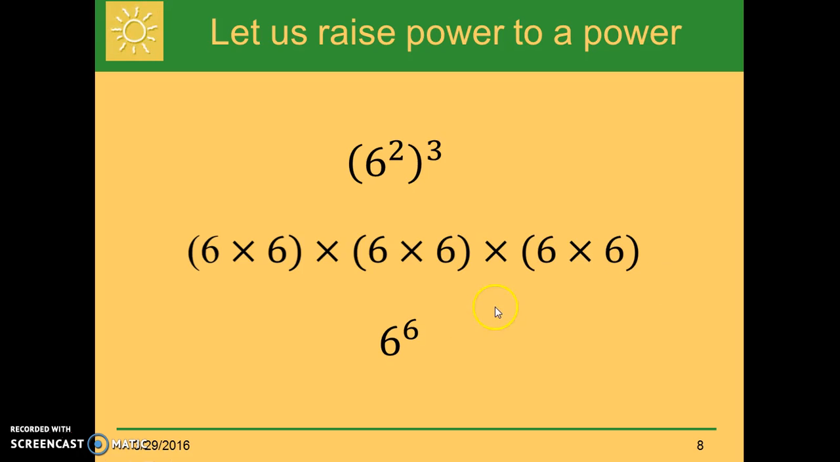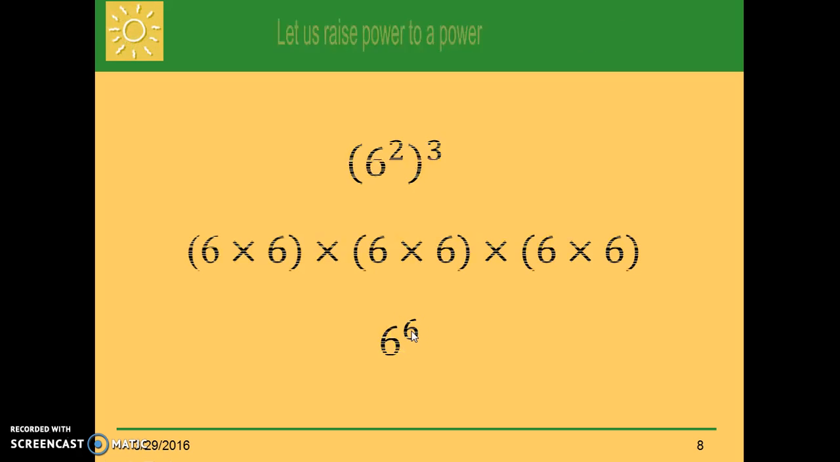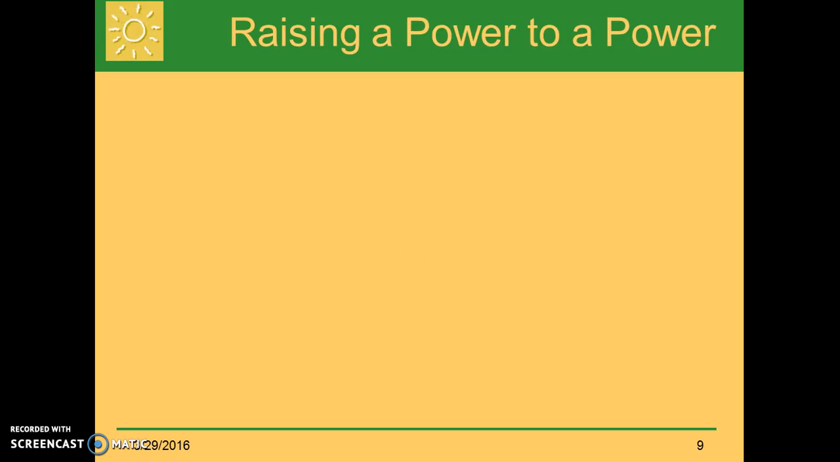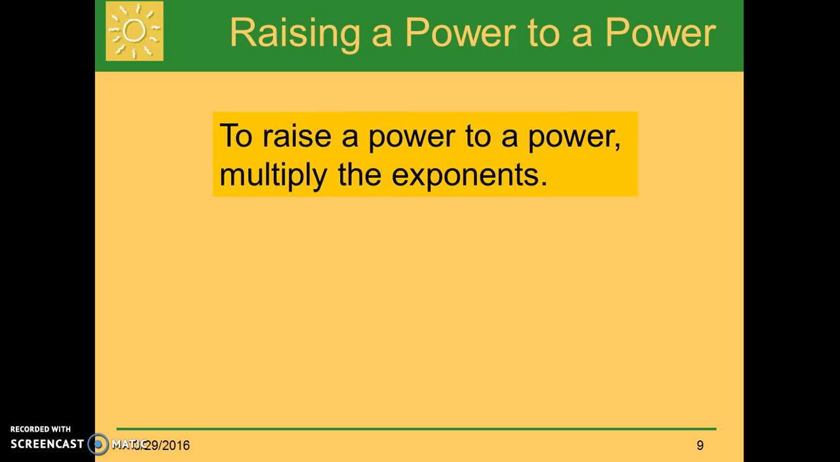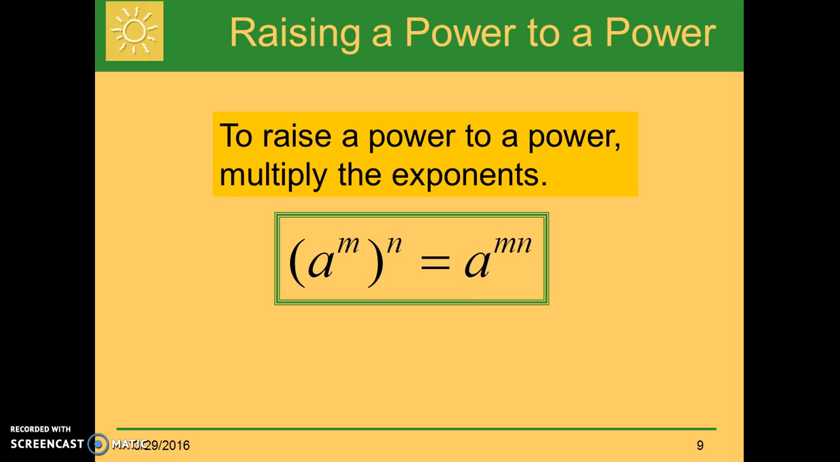So let's think about that. How could I get 6 from the 2 and 3? Well, you guessed it. We would just multiply those together. 2 times 3 makes 6 for the exponents. Okay, so when those exponents are side by side, we will just multiply them to get the answer. Okay, so this is called raising a power to a power. So to raise a power to a power, you simply multiply the exponents.